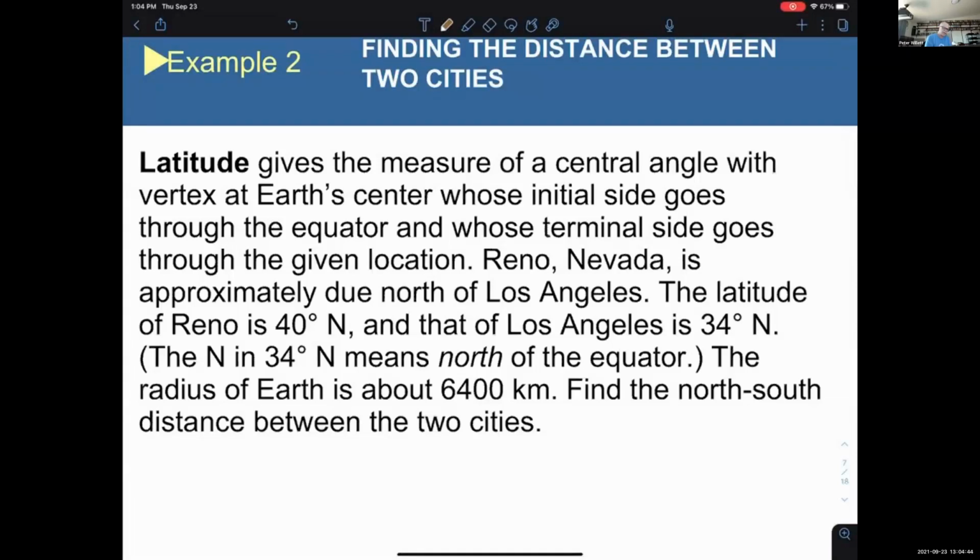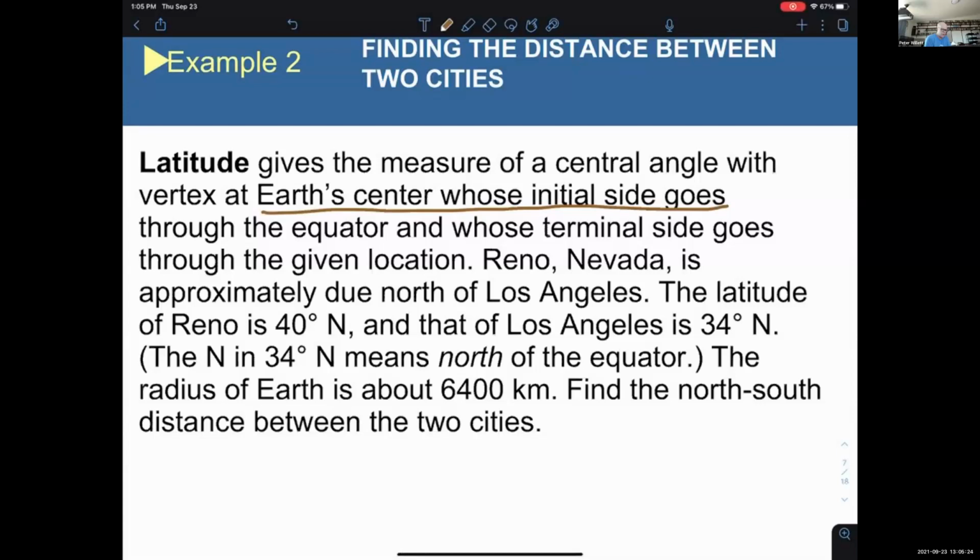Latitude gives the measure of a central angle with the vertex at the Earth's center, whose initial side goes through the equator and whose terminal side goes through a given location. Reno, Nevada is approximately due north of Los Angeles. The latitude of Reno is 40 degrees north and that of Los Angeles is 34 degrees north. So they're giving us how far up from the equator these things are measured. You may recognize that latitude is a very commonly used positional measurement on the Earth. And the N means north of the equator.